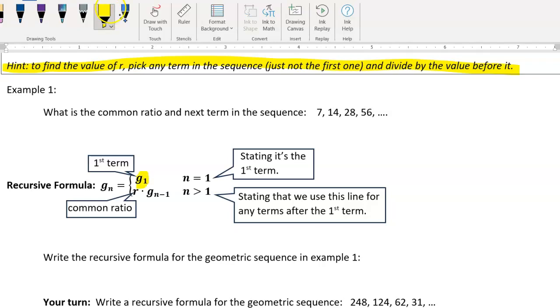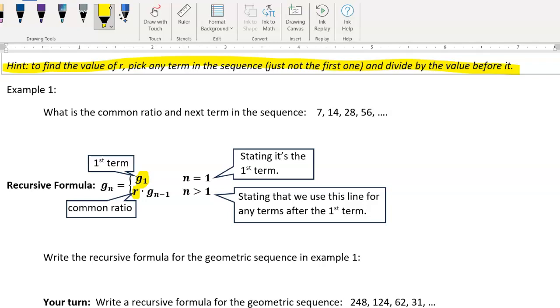So in this formula, the only things that are going to be replaced with numbers are these two pieces. That g sub n minus 1 will always be there because it refers to the phrase previous term. We just don't want to write the phrase previous term, so we use g sub n minus 1 to represent that. But what I highlighted there are the only pieces that are going to get replaced with numbers. And again, off to the right, n is greater than 1 just states the fact that we're using that line for any terms after the first term.